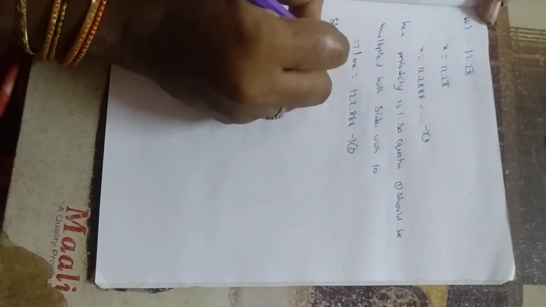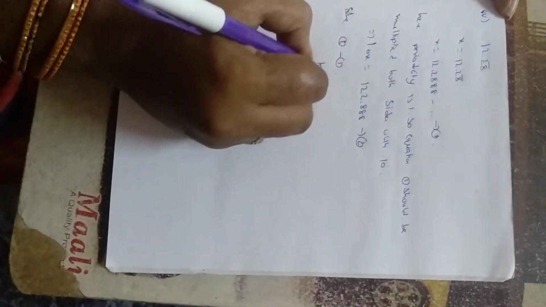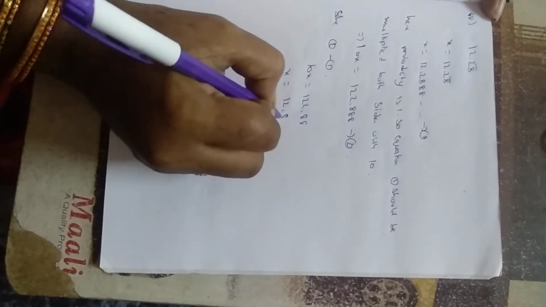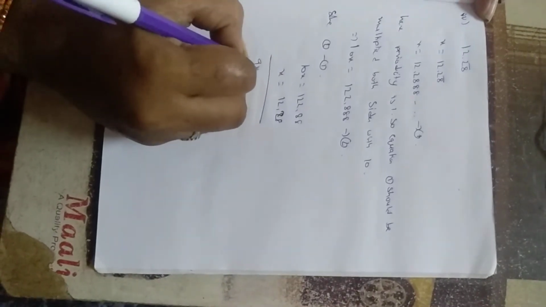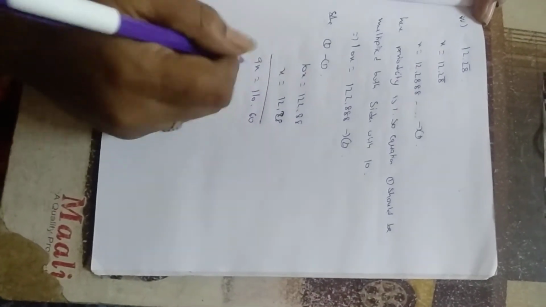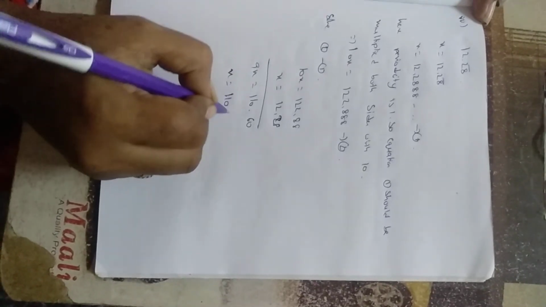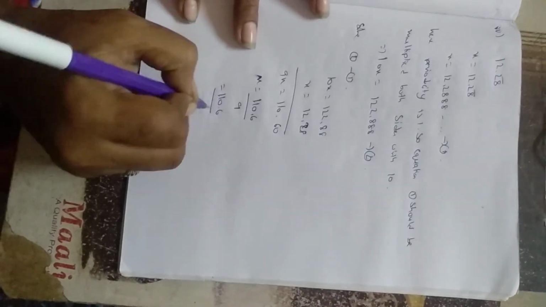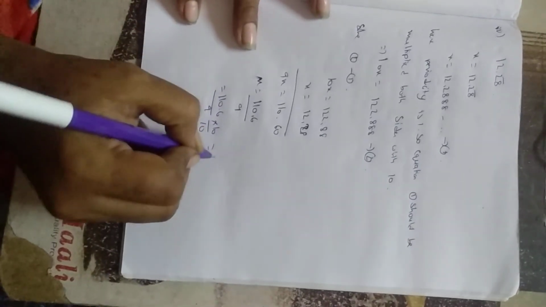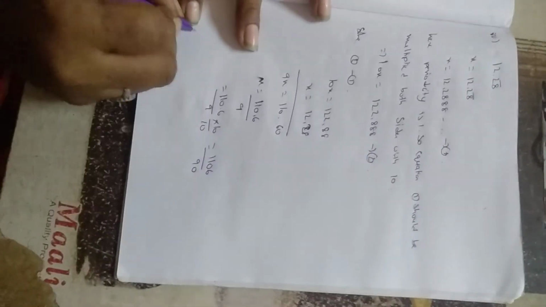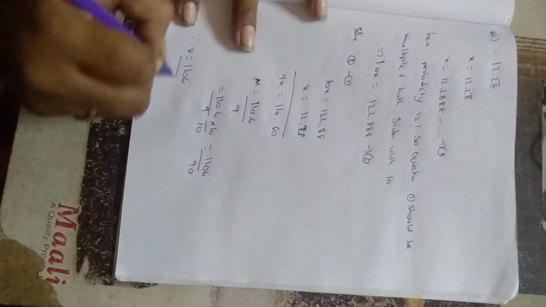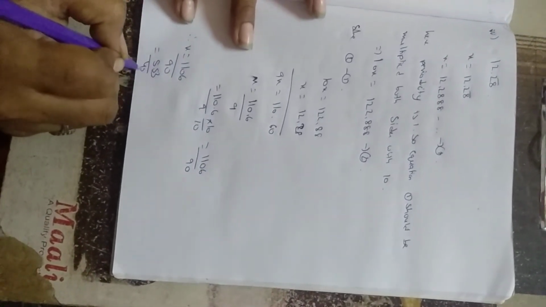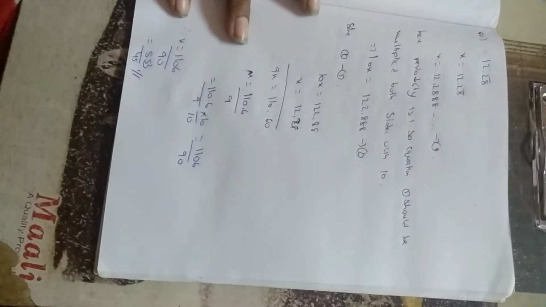So solve 2 minus 1. So 10x equal to 122.88, x equal to 12.28. So 9x equal to 110.60. x equal to 110.6 divided by 9. So multiply with 10: 110.6 by 9 into 10 by 10, that equals 1106 by 90. Therefore, x equal to 1106 by 90, that equals 553 by 45. So second problem also solved.